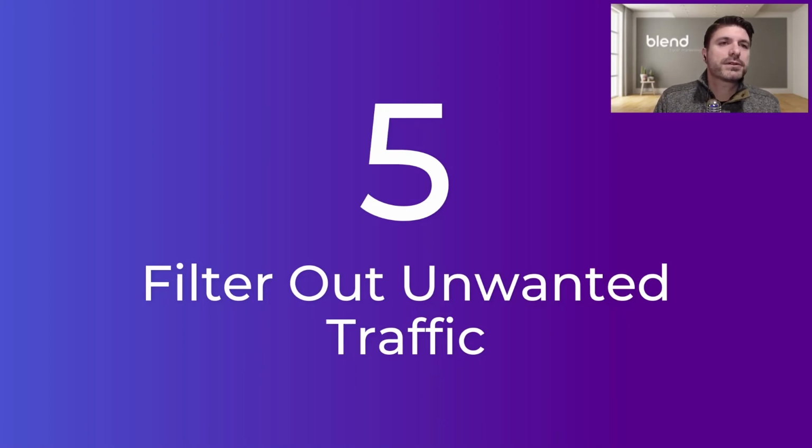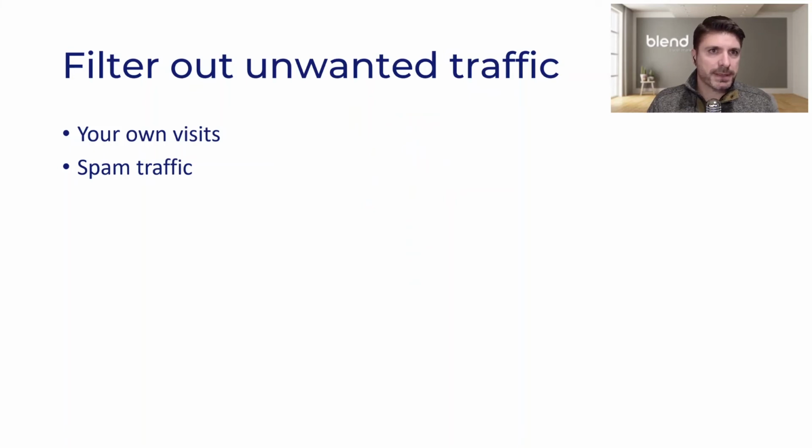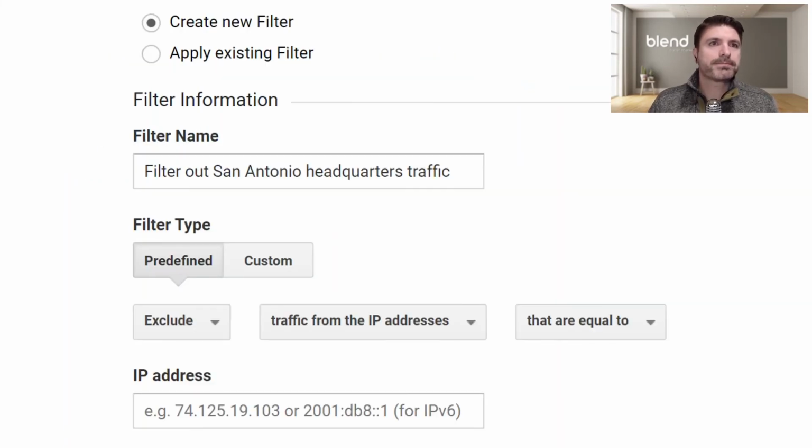Lastly, we want to filter out two types of unwanted traffic: your own visits and spam traffic. Your own visits can be visits from your home or your office, for example. Filtering out your own traffic can be done by creating an IP address filter. It's not crucial in most cases, but it's easy to do and it helps keep things clean. To find your IP address, just Google "what is my IP," and Google will tell you, and then create a filter that looks like this and paste in your IP address. Then your traffic won't be showing up in your standard view anymore in Google Analytics. It'll still be in your unfiltered view.